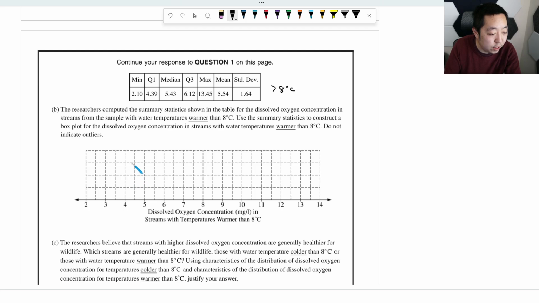So 4.5, 4.4, that's about the 4.39. Q3 is about 6.12. 6.12 is slightly past the 6 there. So put it around there. And then we'll put a line for the median right at 5.43.